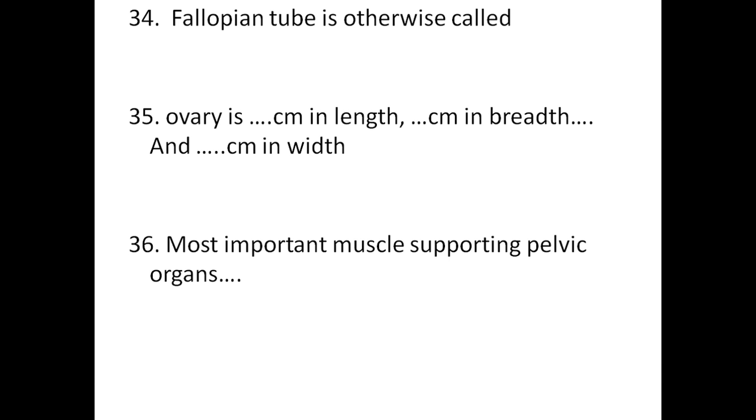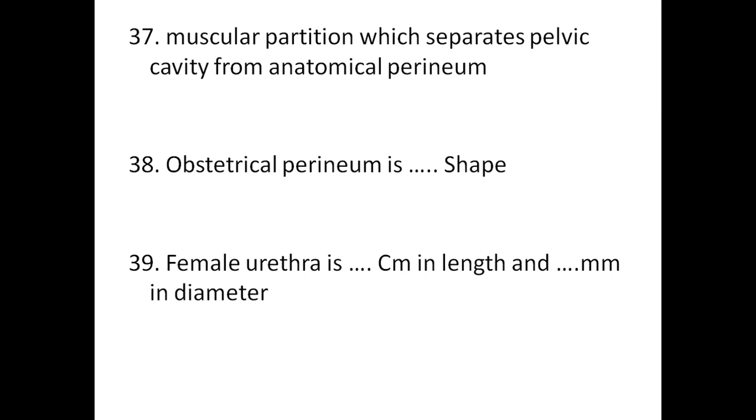The fallopian tube is otherwise called the uterine tube or oviduct. The ovaries are 3 cm in length, 2 cm in breadth and 1 cm in width. The most important muscles supporting the pelvic organs are the levator ani muscles. The muscular partition which separates the pelvic cavity from the anatomical perineum is called the pelvic floor. The obstetrical perineum is pyramidal in shape.